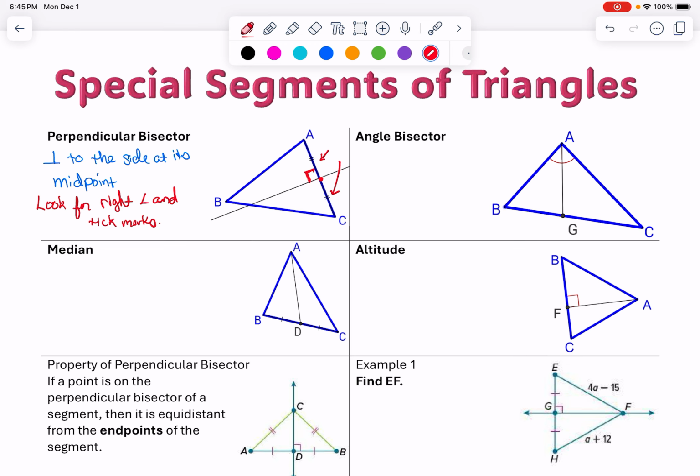The second is the angle bisector, and we've talked a lot about angle bisectors as well. The angle bisector goes through the angle and splits it into two equal parts. So you're looking for the arcs.